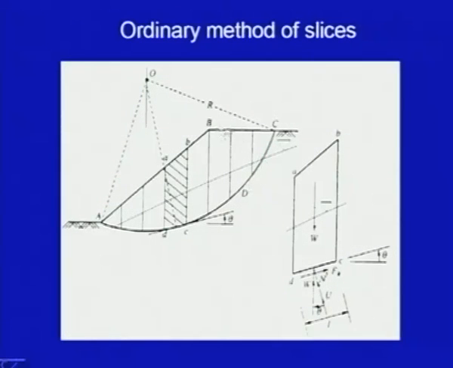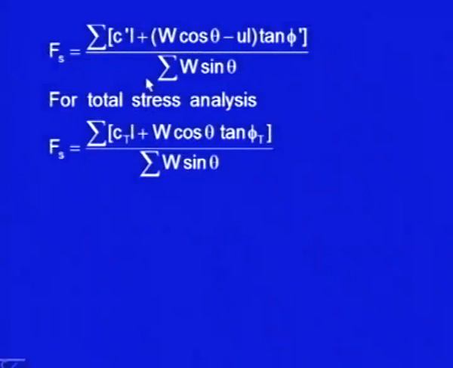So, here this is the slope and it has been divided into a number of slices. This is one slice, and on the sides we did not consider the forces. We considered the other forces which were acting on this slice to find the equilibrium, and this was the factor of safety expression: Fs equals summation of (C dash L plus (W cos theta minus UL) multiplied by tan phi dash) upon summation of W sin theta.